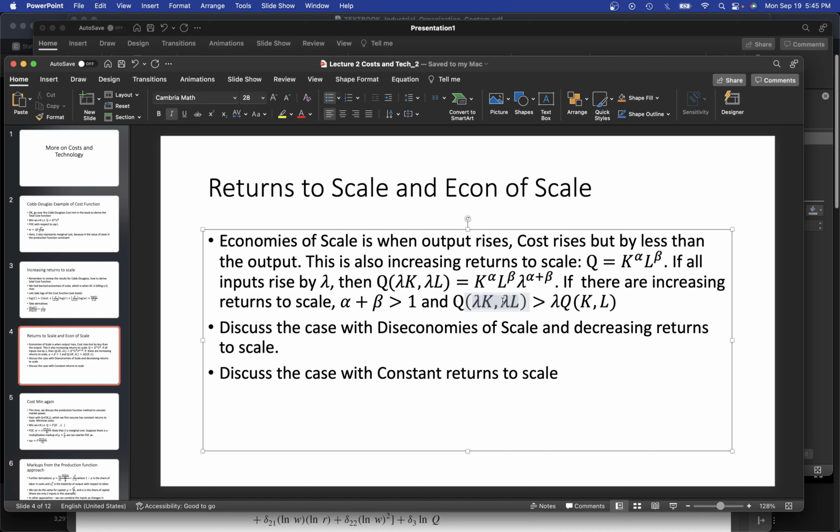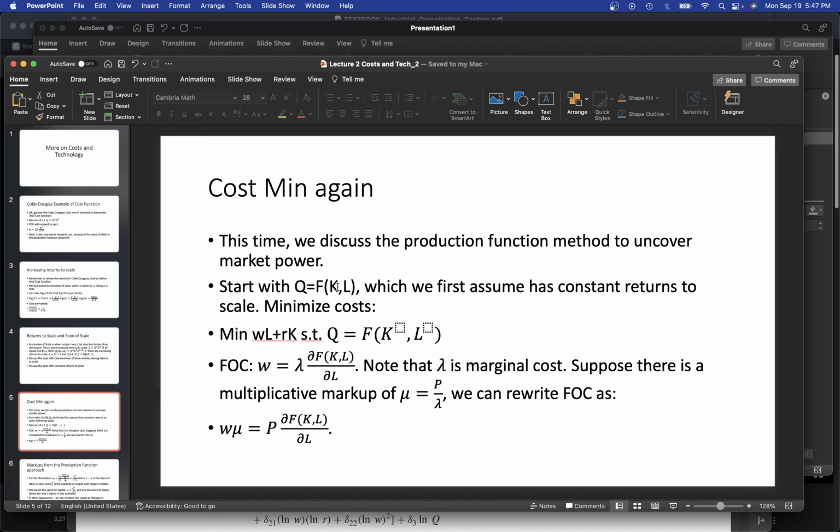Alright, so let's go back to cost minimization. This time we discuss the production function method to uncover market power. You start again with the production function Q, which has two inputs, K and L. And we assume initially that we have constant returns to scale. So you minimize your cost subject to, again, this target Q equal to this production function.